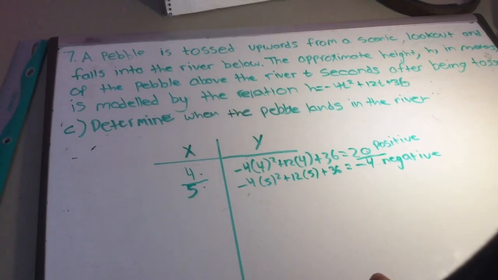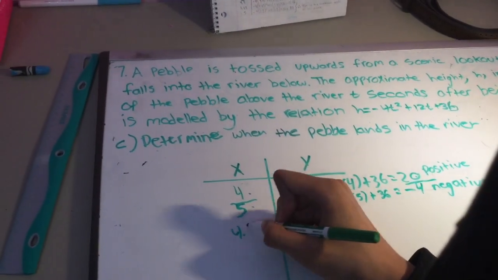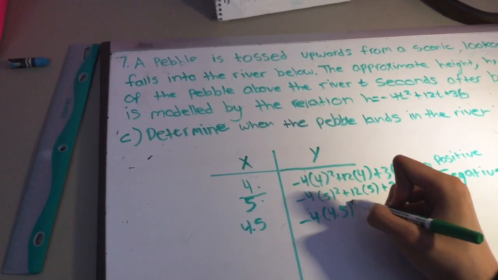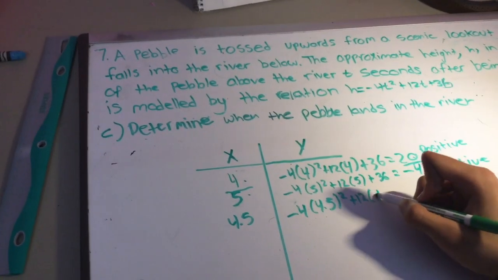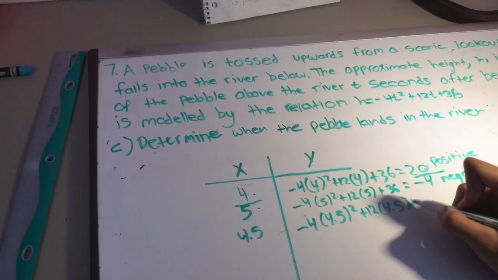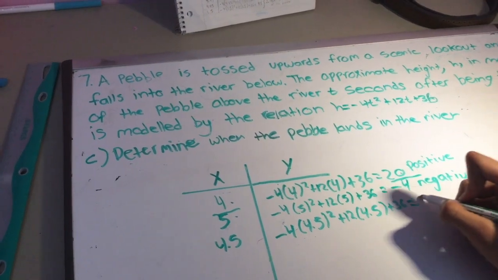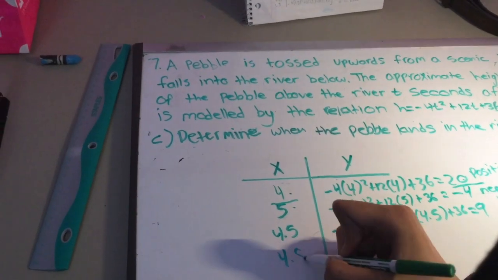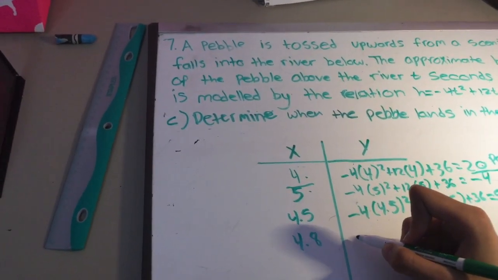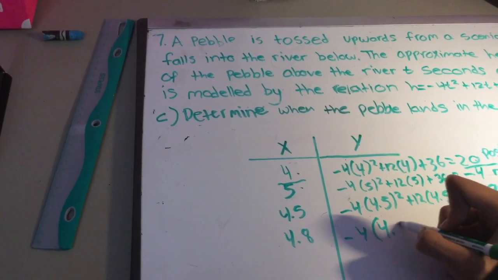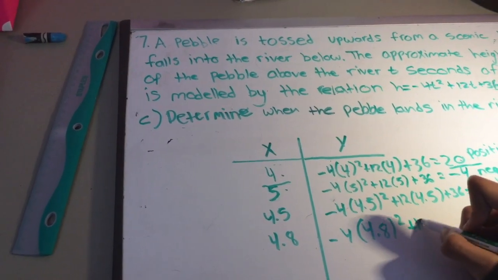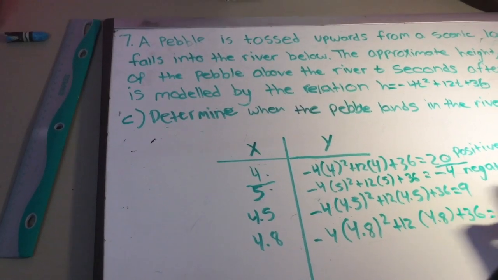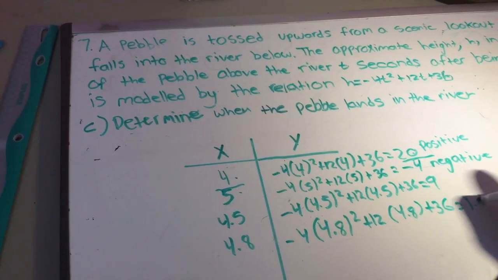So now I will be using the point 4.5, and for this we must do negative 4(4.5)^2 + 12(4.5) + 36, which equals 9. So next, I will be using the point 4.8, which will be negative 4(4.8)^2 + 12(4.8) + 36, which is equal to 1.44.